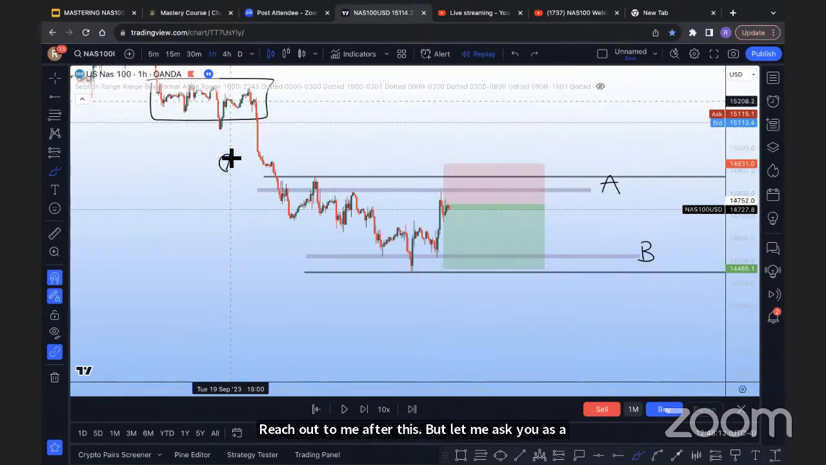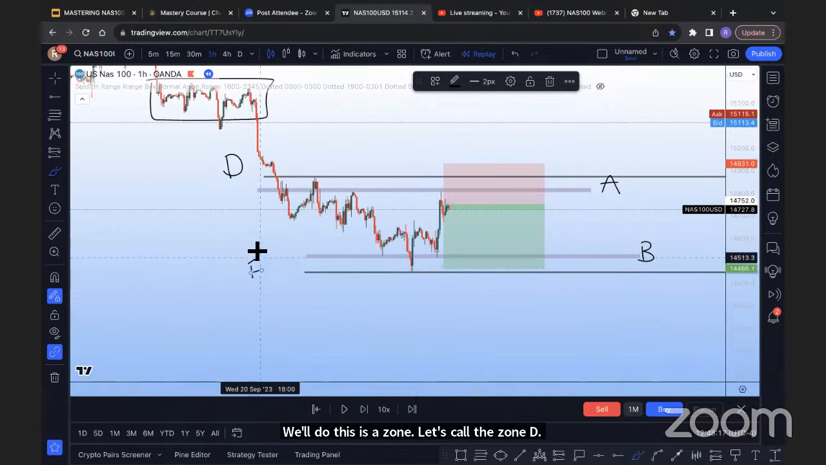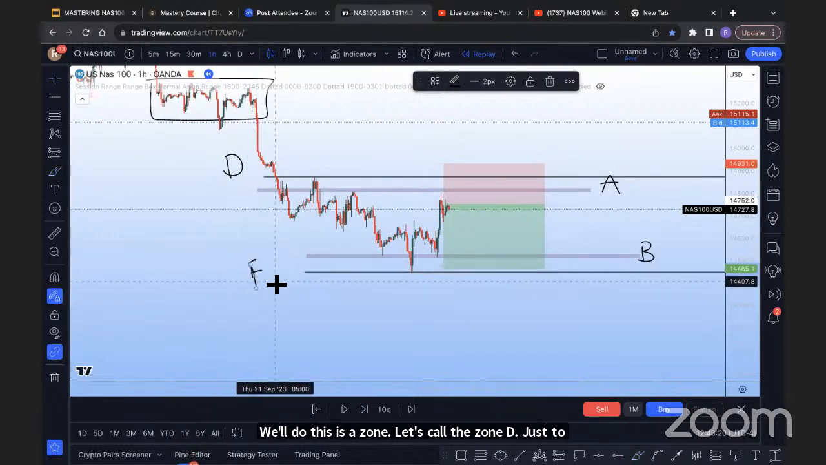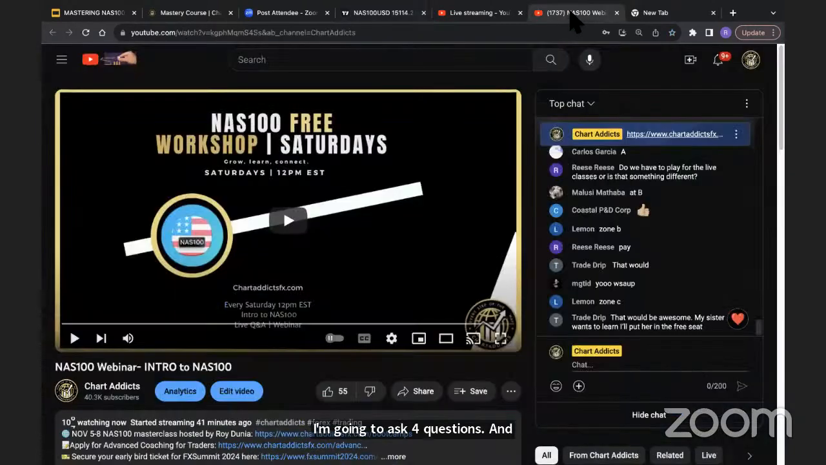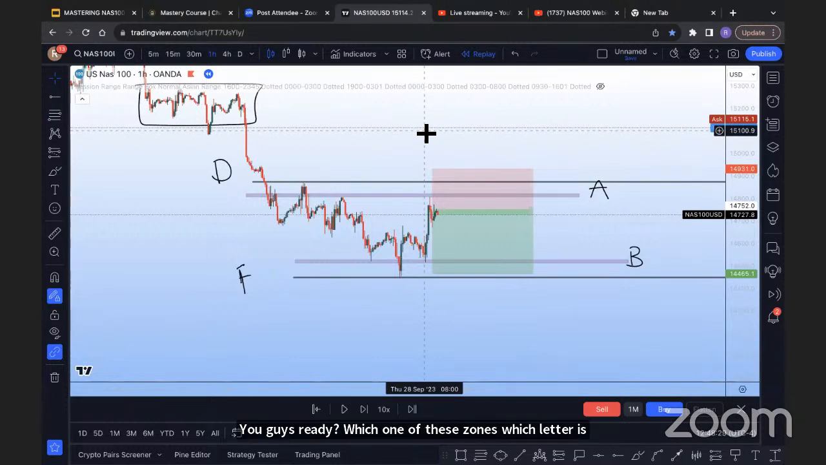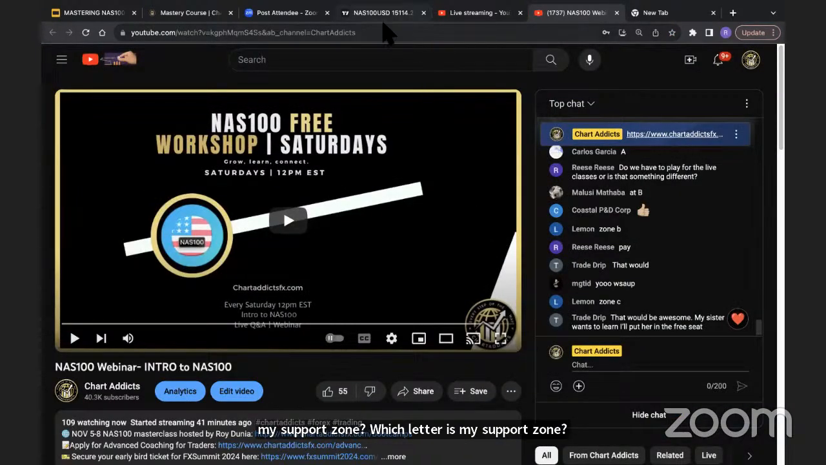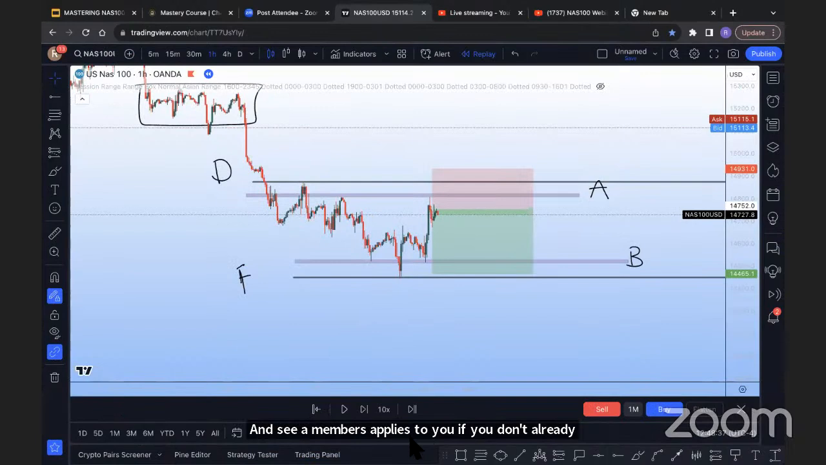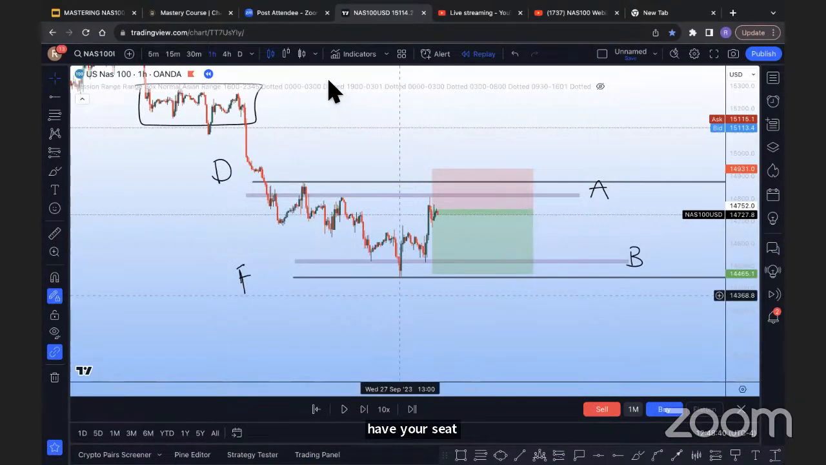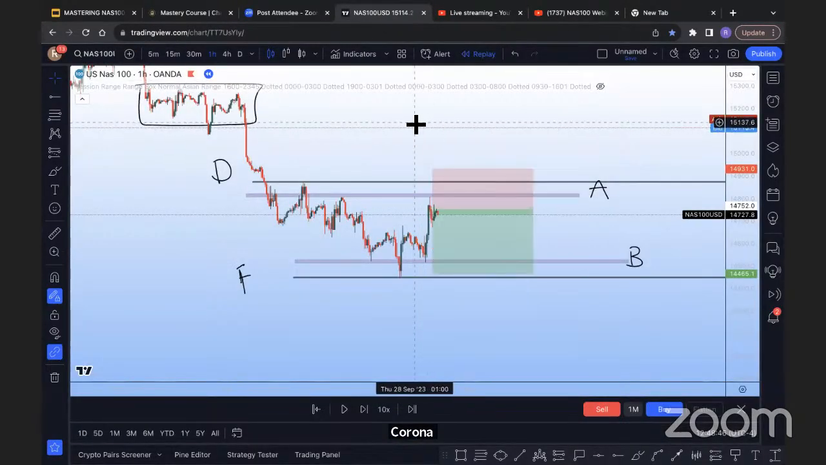We'll call this zone D, just to confuse everybody. And we'll call this zone F. I'm going to ask 4 questions, but I'm only going to give away 2 free seats. You guys ready? Which one of these zones, which letter is my support zone? And CA members, this applies to you if you don't already have your seat. We have support, we have discount, we have resistance, and we have premium.